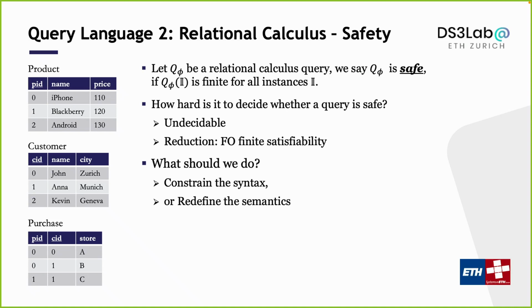Another thing we can do is to redefine the semantics. So far, we have a very natural semantic of relational calculus, right? I mean, we find all the assignments such that the formula evaluates to true. But that's not the only semantic. Given the same syntax, you can define different semantics. We can define a semantic such that every single evaluation of this query is safe. Let's try to do both. And we are going to look at semantics first.